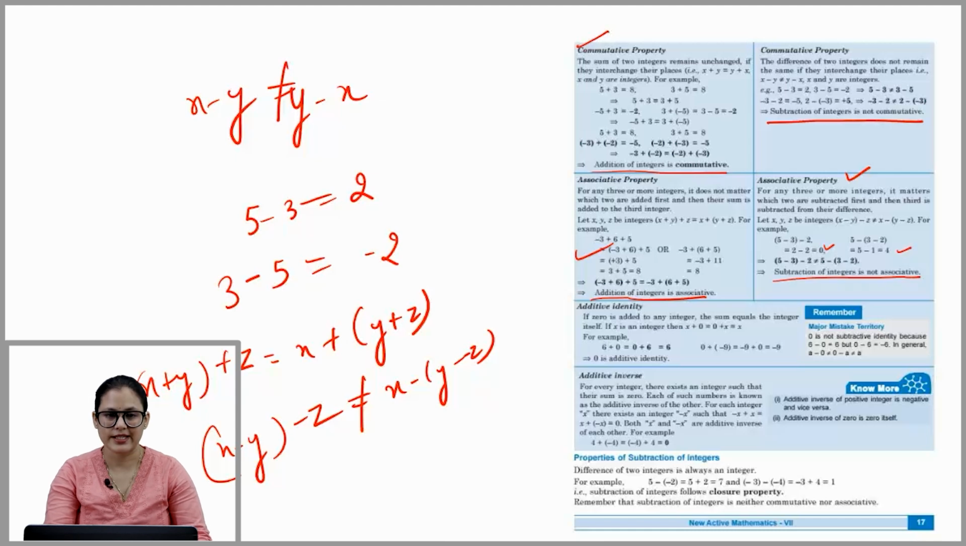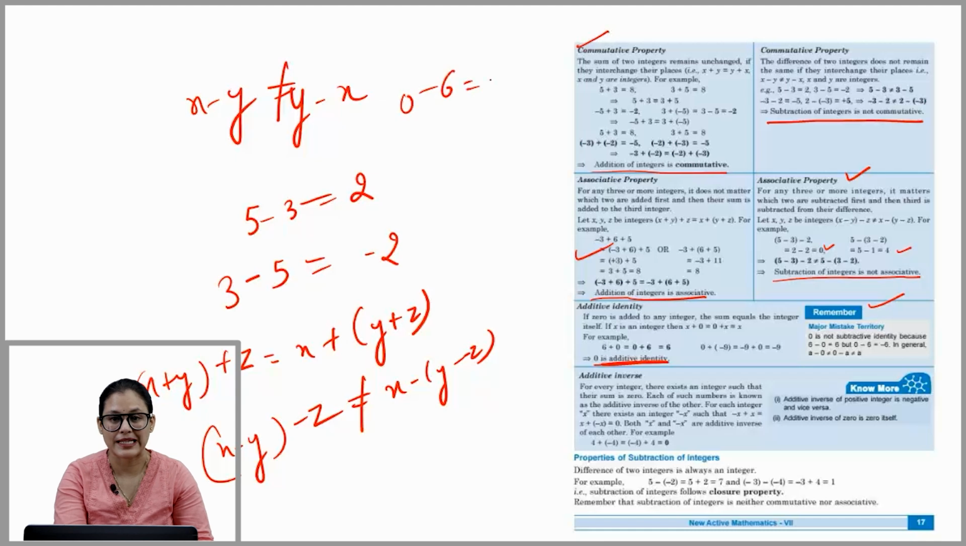Next, additive identity. If 0 is added to any integer, the sum equals the integer itself. If x is an integer, then x plus 0 is equal to 0 plus x is equal to x. For example, 6 plus 0 is 6, and 0 plus 6 is 6. So 0 is the additive identity. Remember a major mistake territory: 0 is not a subtractive identity, because 6 minus 0 is equal to 6, but 0 minus 6 is not 6. 0 minus 6 is minus 6.